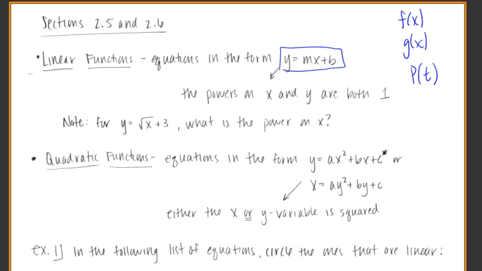And just as devil's advocate, look at this little note I have written. For y equals the square root of x plus 3, what is the power on x? Well, you're like, okay, it's sitting underneath this radical with a power of 1, so it's got to be a power of 1, therefore this is linear.